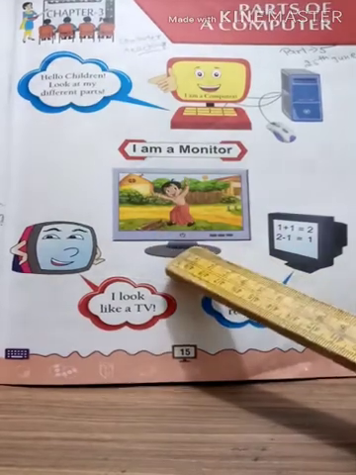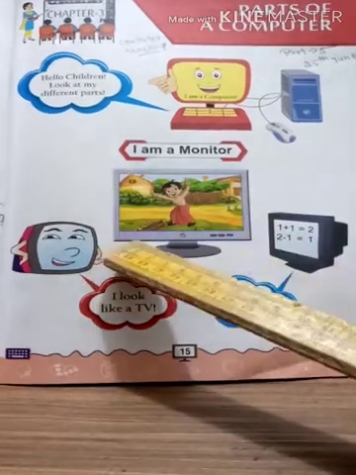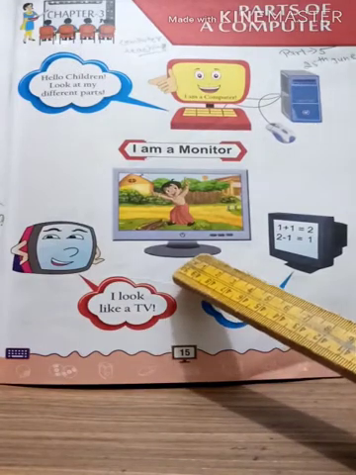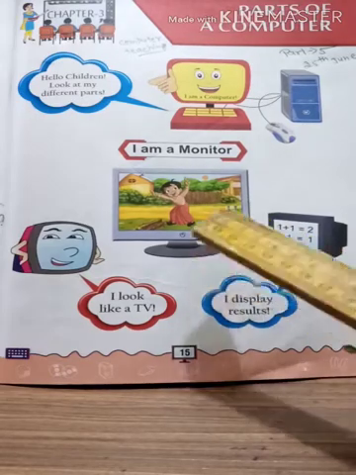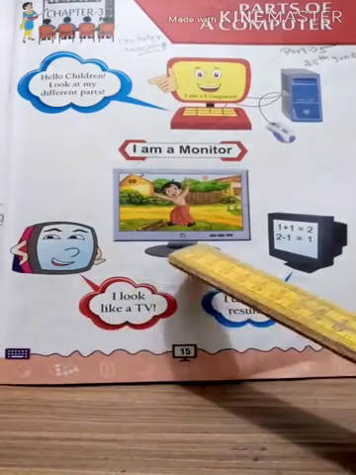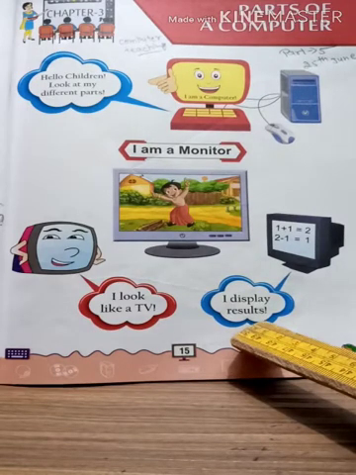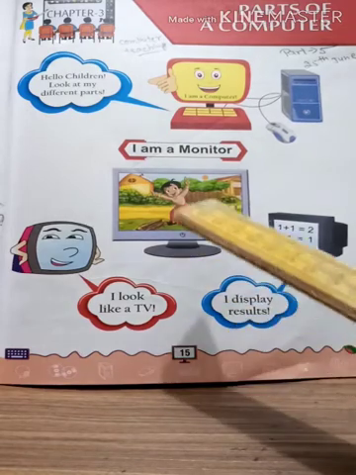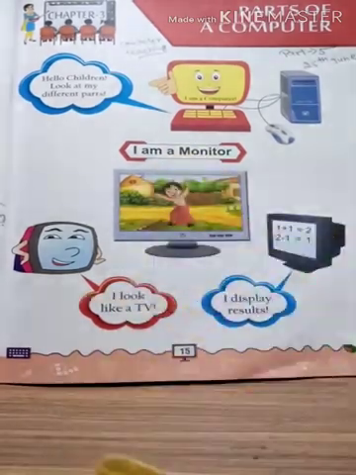The first part is given in your book. It says I am a monitor. The main screen, it looks like a television. That particular screen is called a monitor. So this is the monitor, and what is the work of this one? I look like a TV. I display results. The monitor is displaying the results. So this is the first part of a computer, that is the monitor.